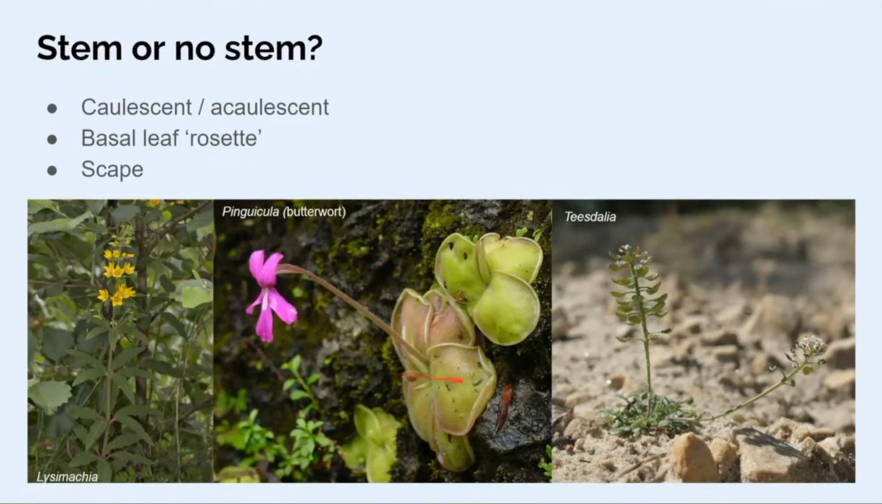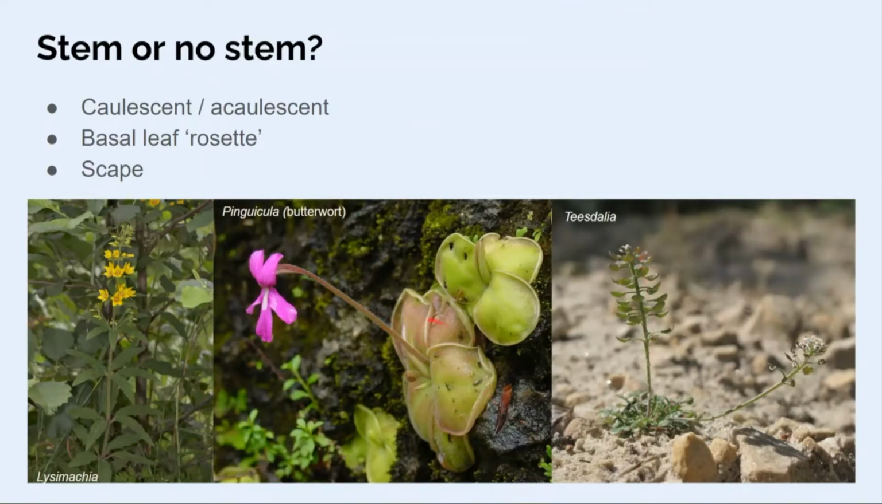Whereas these other two plants, their vegetative leaves are only at the base. So this one's growing kind of sideways off of rocks. But these are its vegetative leaves, and the stem only serves to produce this flower. So it's not a leafy stem. That one counts as acaulescent. Same thing over here. We've got leaves at the base and a flowering stalk heading up.